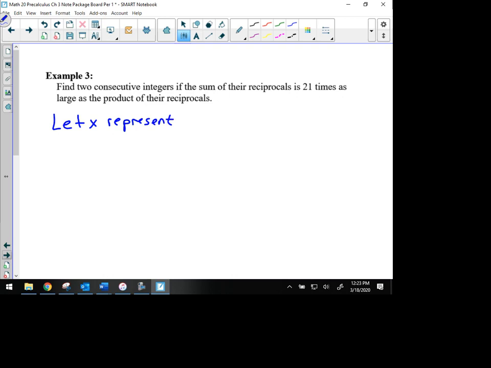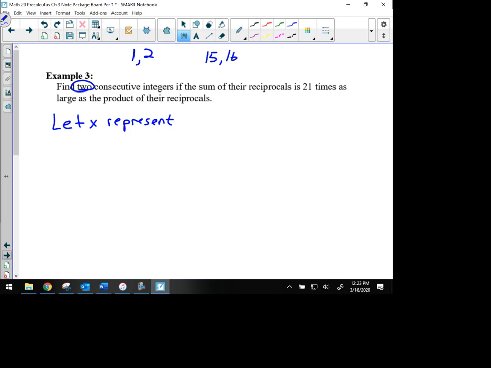If you notice, we're trying to find two consecutive integers. Well, what does consecutive mean? Consecutive means one after the other. So if I'm talking about the number 1, the next consecutive integer would be 2. If I'm looking at the number 15, the next consecutive integer would be 16.